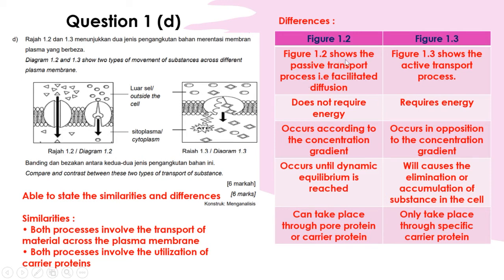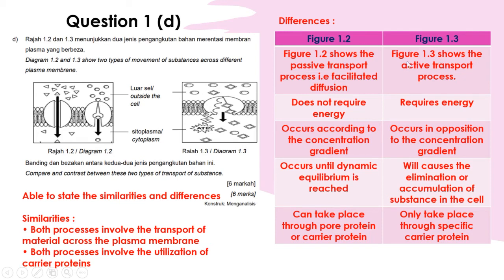So figure 1.2 shows the passive transport process, which is facilitated diffusion. Why facilitated diffusion? What is the meaning of facilitated diffusion? Facilitated diffusion refers to the movement of substances from higher concentration area to lower concentration area with the help of transport protein, either channel protein or carrier protein. That is facilitated diffusion.